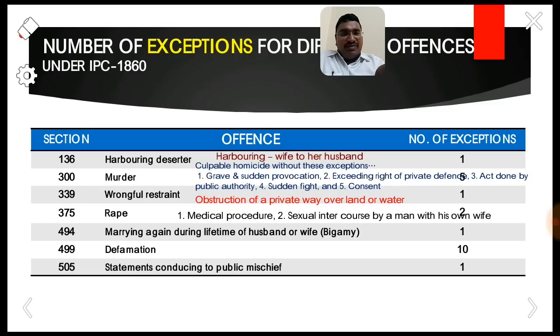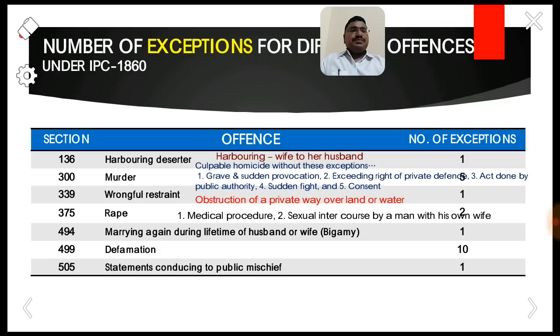Next, under 375, there are 2 exceptions available as per the new amendment of 2013, the Criminal Law Amendment Act 2013, the Nirbhaya Act. If a man has sexual intercourse with a woman, if he penetrates his penis, any object, or any bodily part to any extent without her consent, against her will, such penetration into the vagina, urethra, anus or mouth is said to be rape.